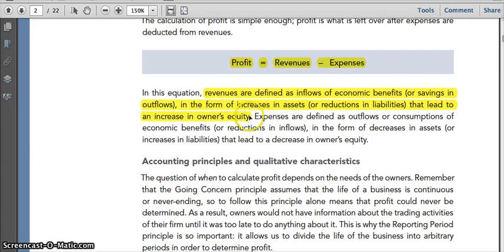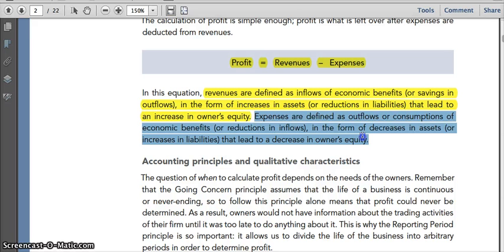An expense is the exact opposite. So it can be defined as an outflow or consumption of economic benefit in the form of a decrease of asset or increase in liability that will decrease our owner's equity. Okay, so the key thing here is that it affects our owner's equity.